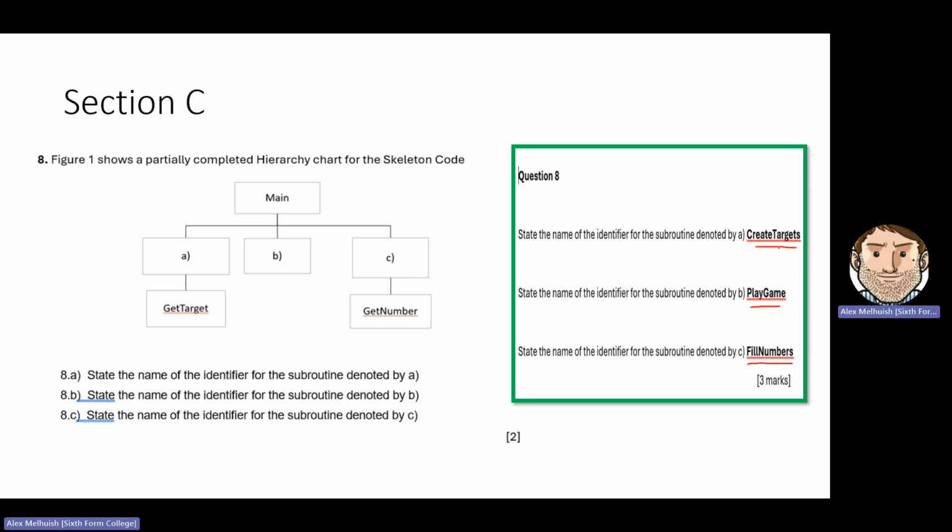So no issues with capitalization, spaces, additional arguments. You just literally provided the identifiers, which is exactly what you should do. And so people got the marks for that.